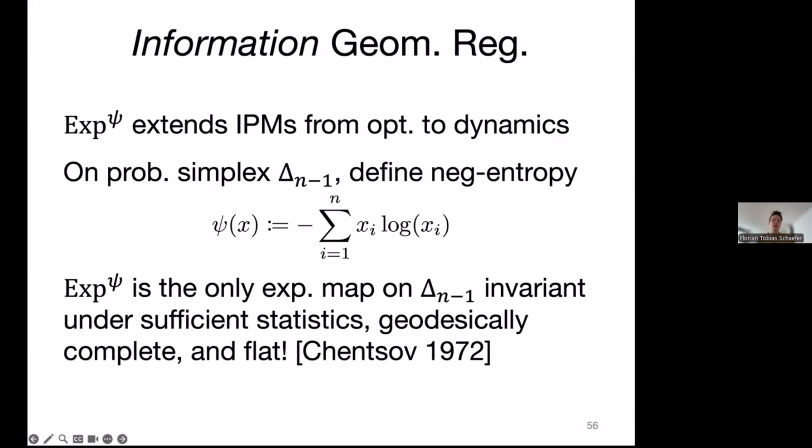And this has been found in the literature on information geometry to be the canonical notion of a straight line to put on the probability simplex, because it is invariant under sufficient statistics, so it accounts for the statistical origin of this structure. And it is geodesic complete, meaning that we can follow a straight line forever and we stay in the probability simplex, and it's flat. So it incurs the least amount of differential geometric complications.